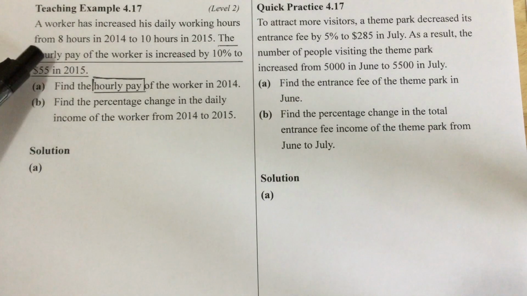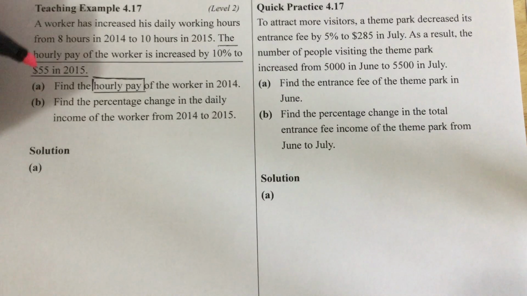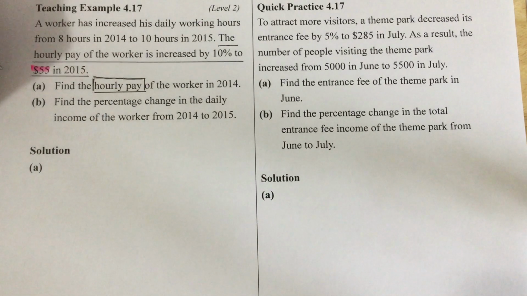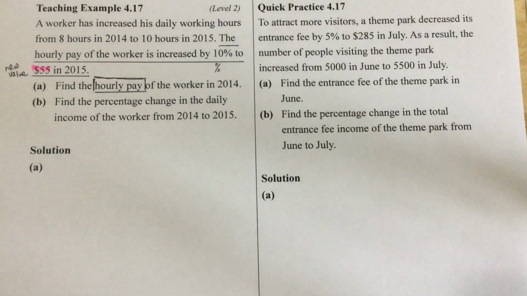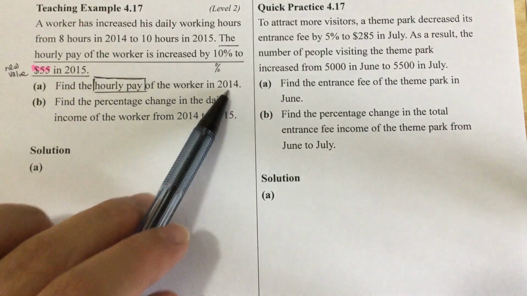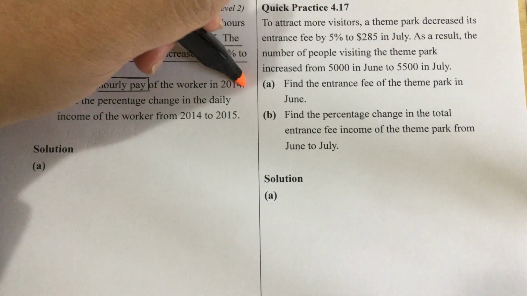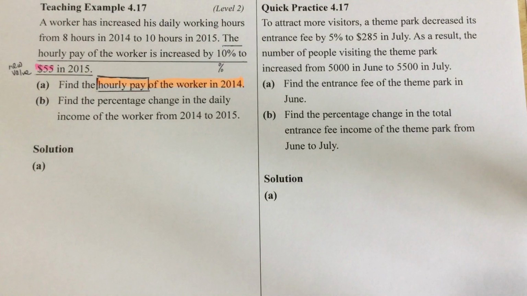Okay, now look at this. We have $55, and this one is 2015. So this one is the new value, and this is the percentage. Okay, we are going to calculate. And now we are going to find the hourly pay in 2014. So this is the original value.